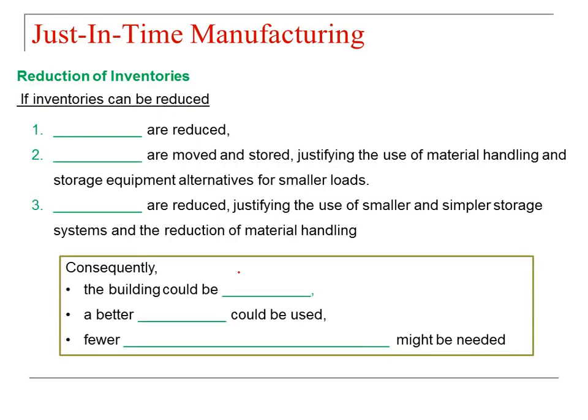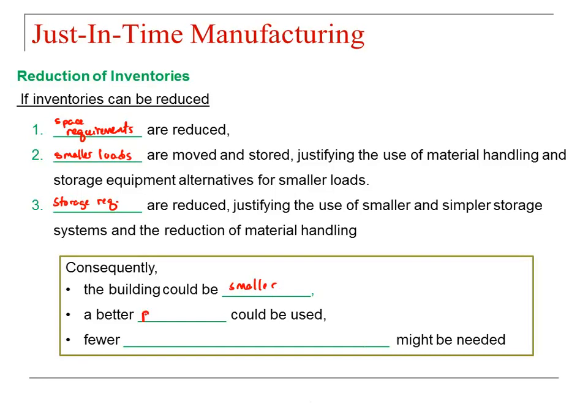So if we are able to reduce the inventories, then space requirements are reduced. And how would that affect your layout? You're going to have more space for your facility. Also, if you're renting your facility, you might not need to rent as much space, so that will save some money for your company. Smaller loads are moved and stored, justifying the use of material handling and storage equipment alternatives for smaller loads. Storage requirements are reduced, justifying the use of smaller and simpler storage systems and the reduction of material handling. So, consequently, the building could be smaller, so that saves you money right there.